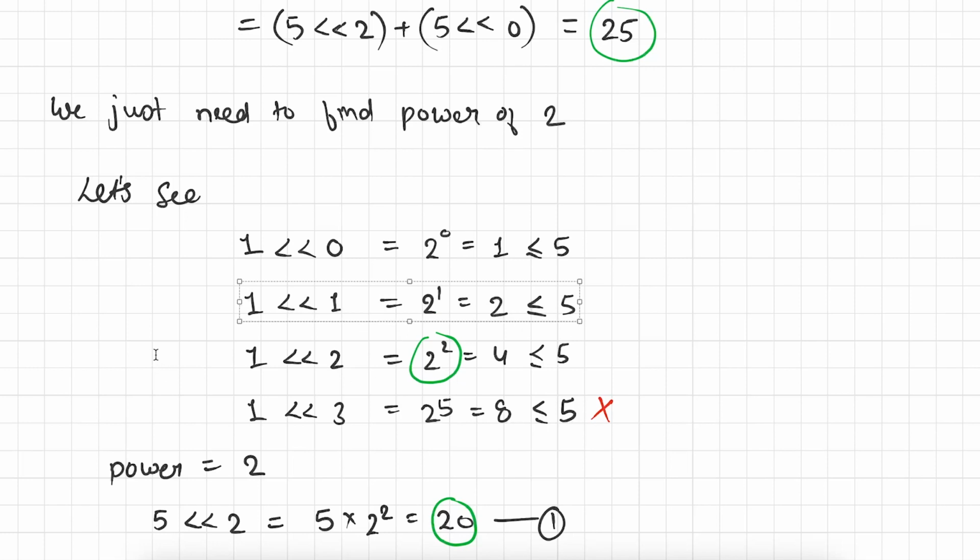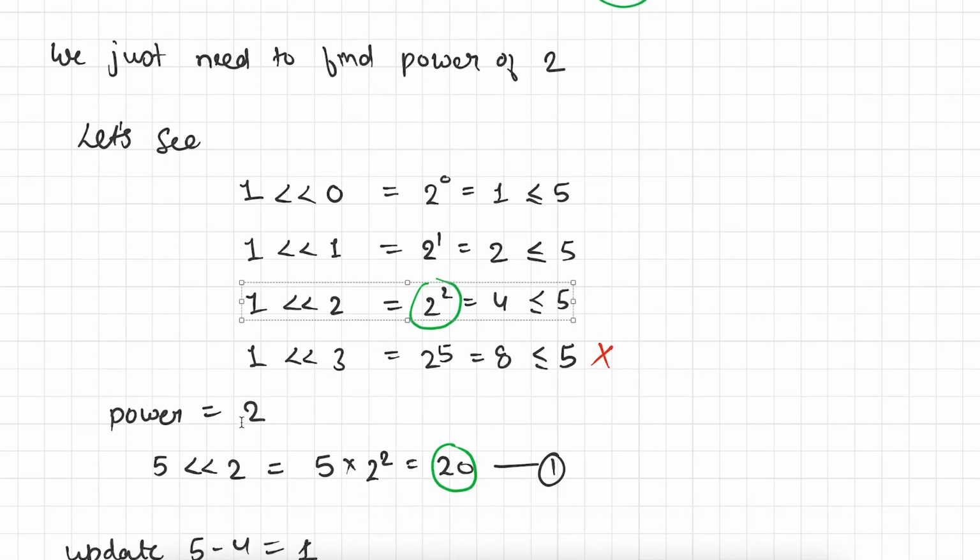So basically what we are doing here is finding the maximum power of 2 that is less than or equal to 5. Here you can see that 1 left shift 3 is 2 to the power 3, which is equal to 8, and that is not less than or equal to 5, but 2 to the power 2 is equal to 4, which is less than or equal to 5. So we finally got the highest power of 2 that is less than or equal to 5. So we got the power as 2. So what we do is simply 5 left shift 2. It is the same as 5 into 2 to the power 2, and that is equal to 20.